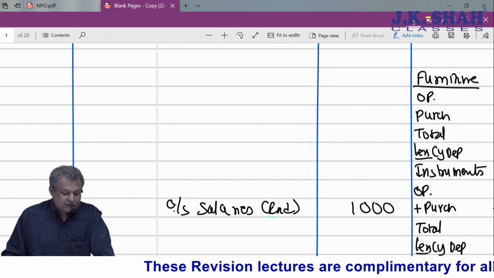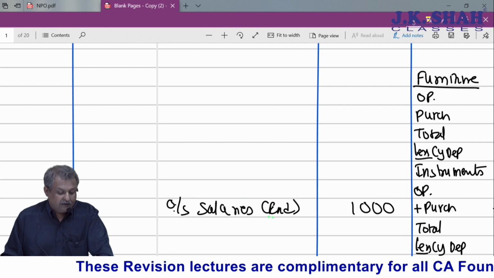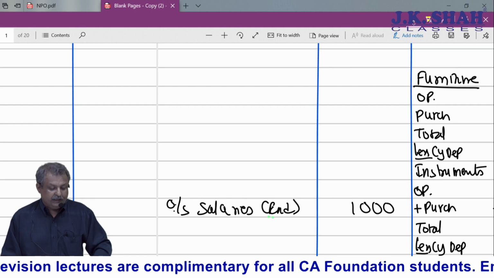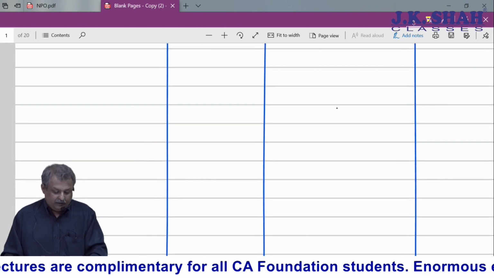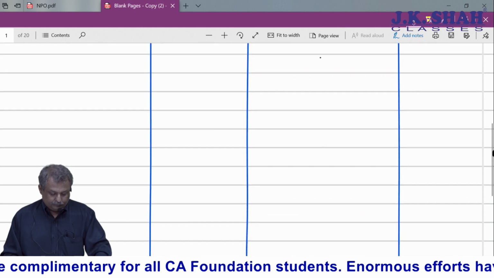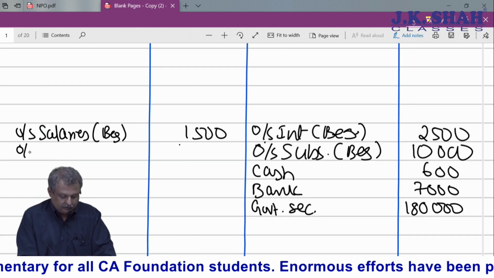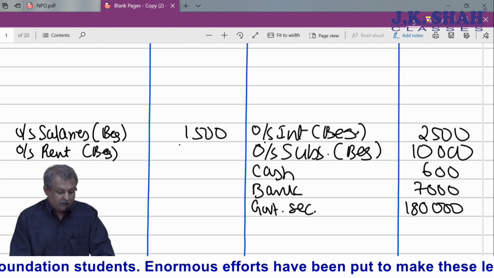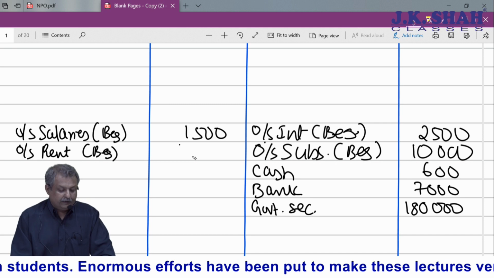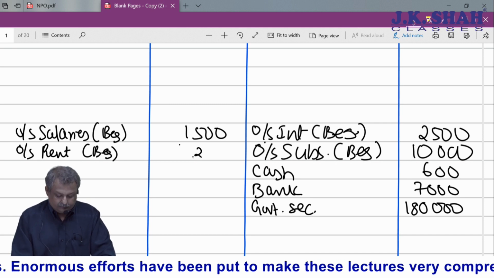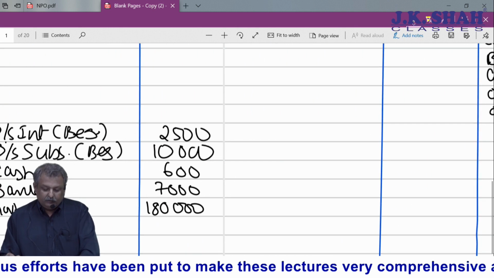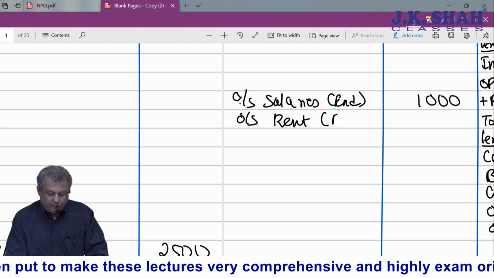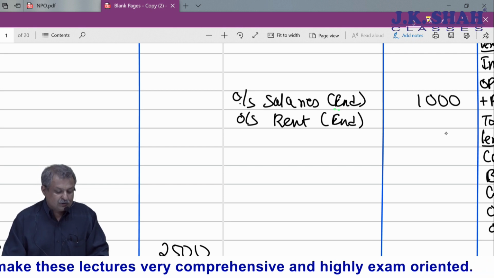Then next, what are the remaining items? Rent, again same. It is same as what we had for salaries. So less, it is outstanding beginning. So opening balance sheet, outstanding rent beginning 200, isn't it? And outstanding rent at the end, it is 250.